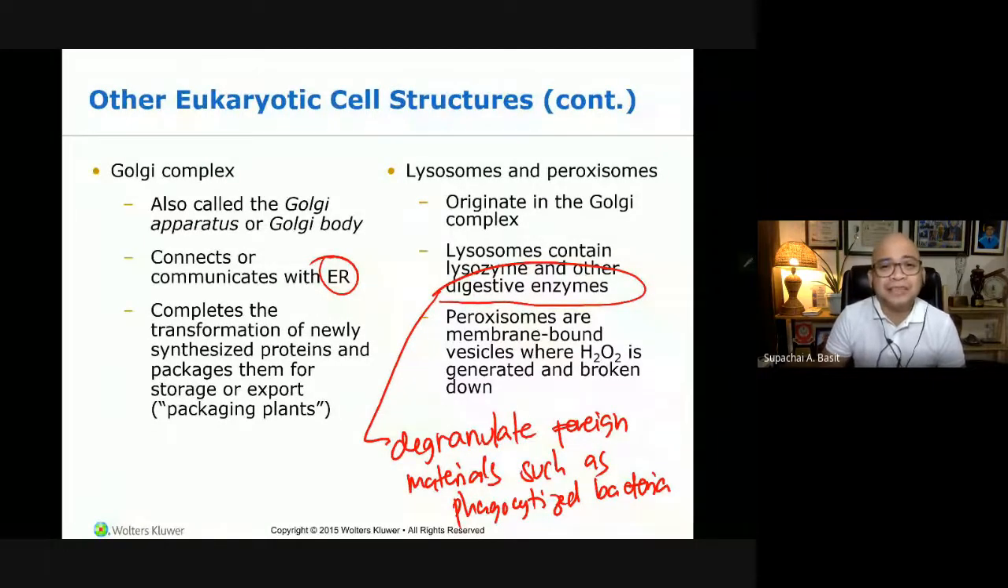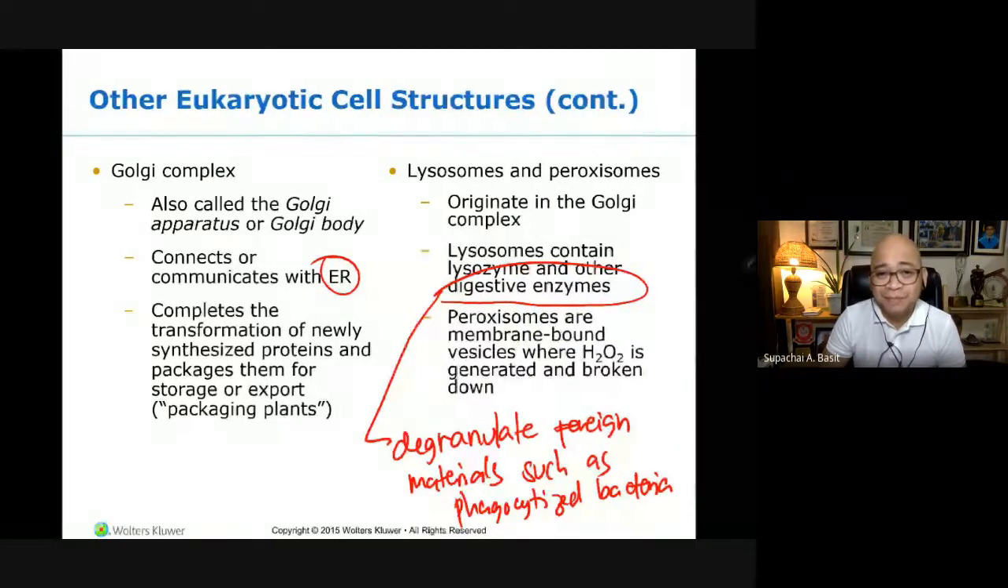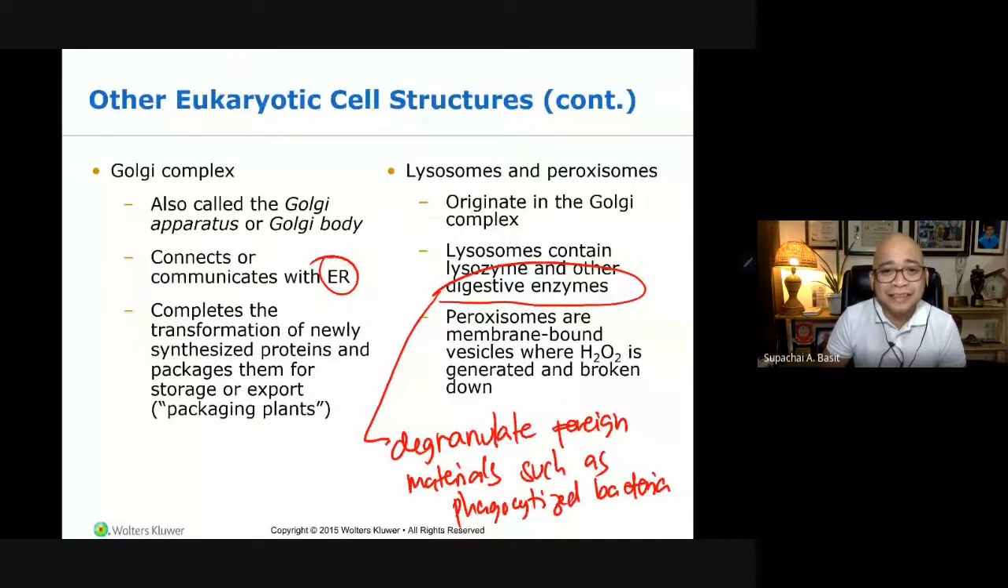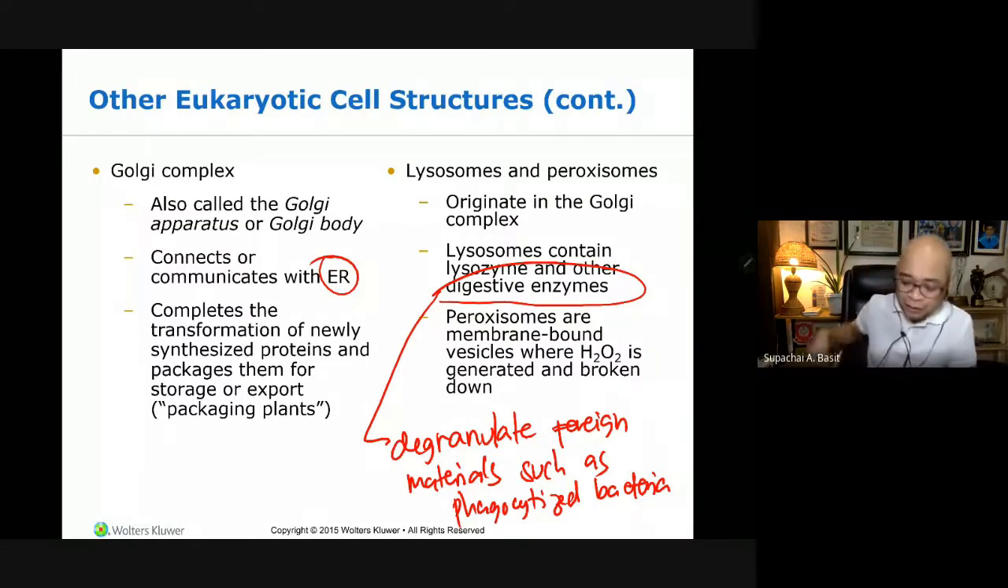Peroxisomes are another example of membrane-bound vesicles where hydrogen peroxide is generated and broken down. Usually peroxisomes will break down hydrogen peroxide into water and oxygen. So this is where hydrogen peroxide is broken down.